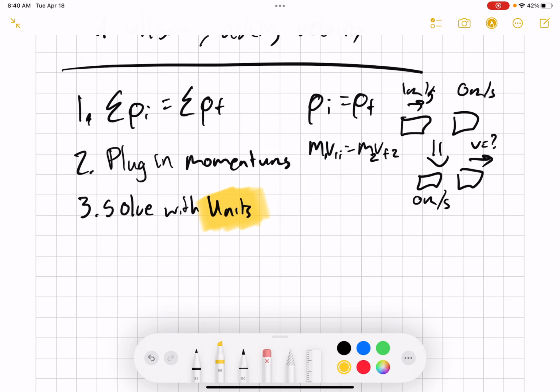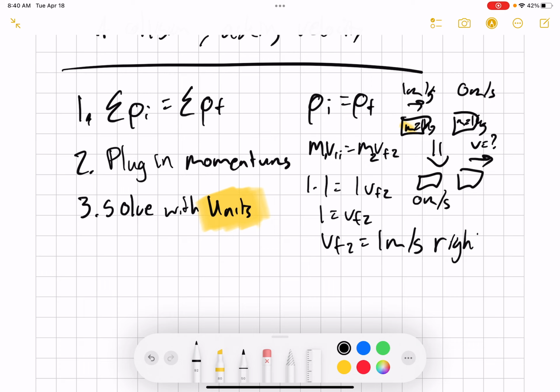Then you're going to just plug and solve. So here, let's say both m's equal 1 kg. So I have something like 1 times 1 equals 1 times vf2. And so I have 1 equals vf2. And so my final velocity is equal to 1 meter per second. And then because I have this drawing, I can also add to the right. Anytime there's a direction involved, it would be good to write it. If you're unsure of the direction for some reason, then maybe you don't write it.